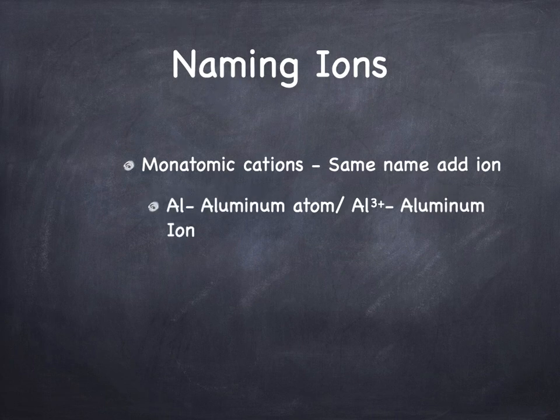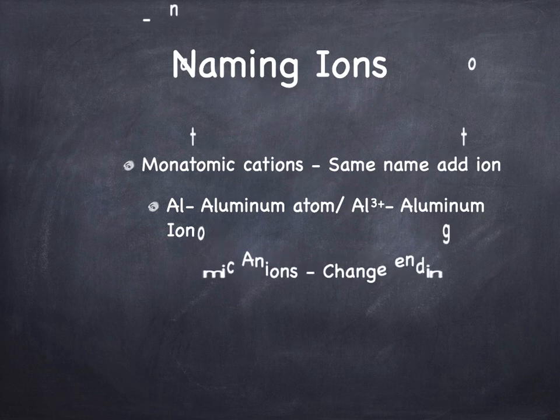So for instance, aluminum, if it is neutral, would be referred to as an aluminum atom, but aluminum loses 3 electrons to get to that noble gas electron configuration and becomes Al3+, or the aluminum ion.